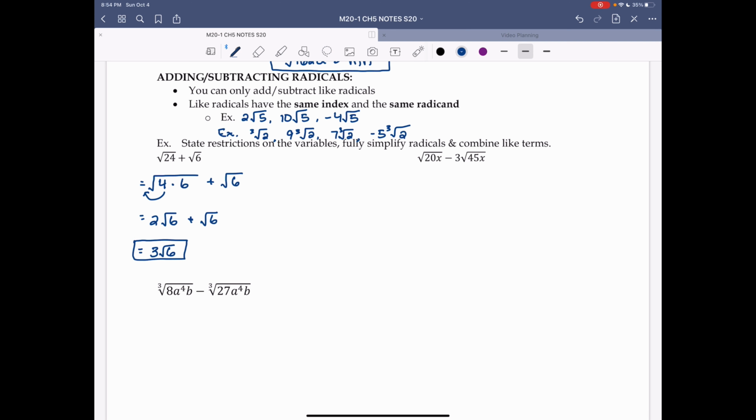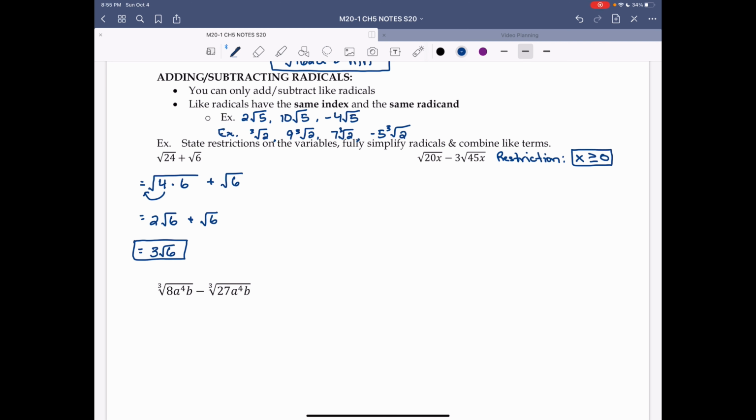Square root 20x minus 3 times the square root of 45x. Our restrictions: we have x under each root and they're square roots. So we'd say that x has to be greater than or equal to 0.